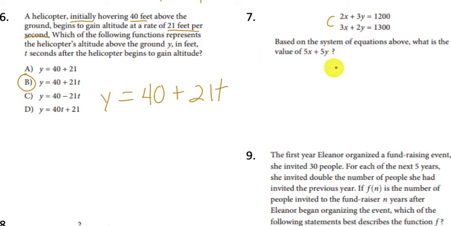Instead of eliminating one variable, we're simply going to add the two equations together. 2x plus 3x is going to be 5x. 3y plus 2y will be 5y. And then 1200 plus 1300 will be 2500. And the question is asking what is 5x plus 5y? 5x plus 5y equals 2500.